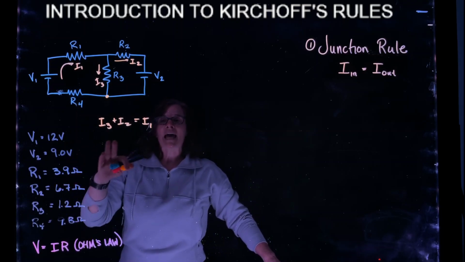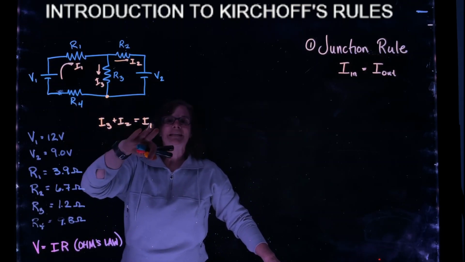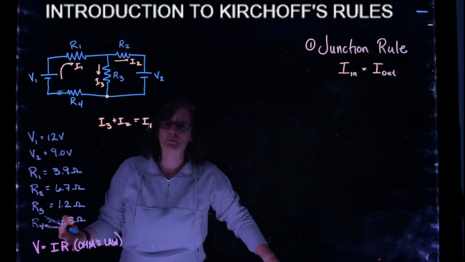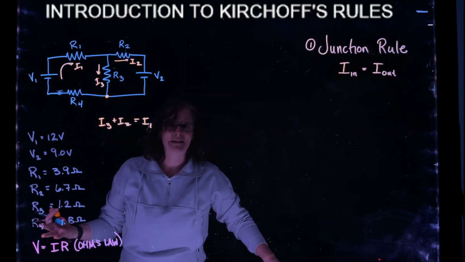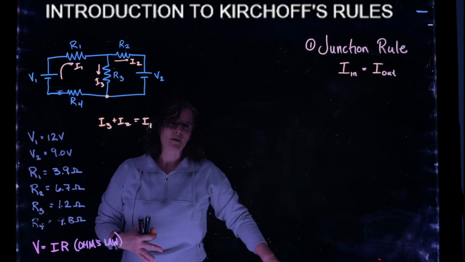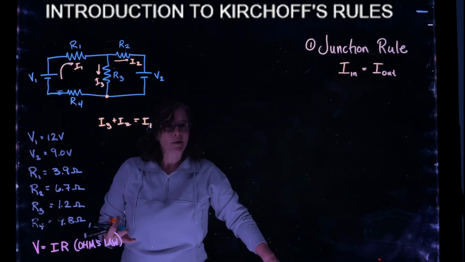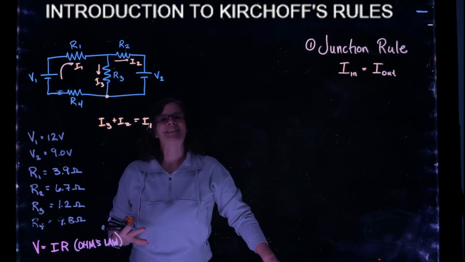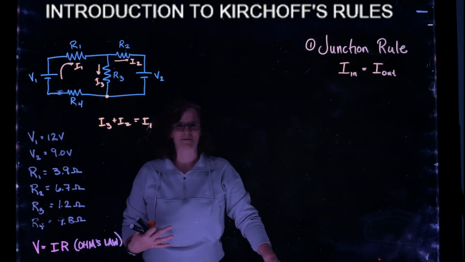That tells me that I have one equation that tells me current 1 is equal to 2 plus 3, but I can't solve for 1, 2, or 3 because that's all the information I have. If I have 3 unknowns that I want to solve for, I need 3 equations at least that have those same unknowns. And so we are going to look to the second rule to provide us that information.